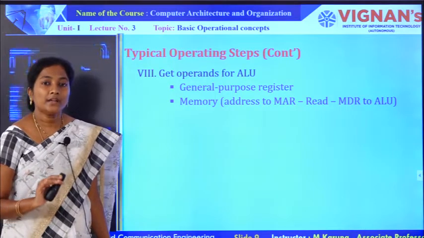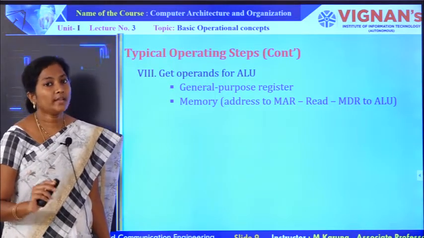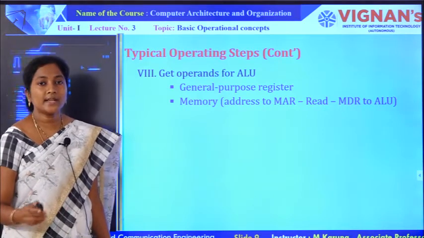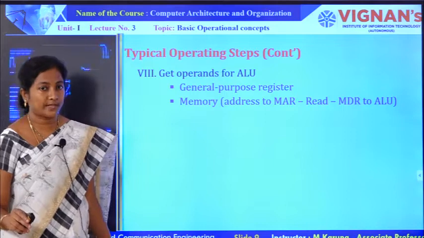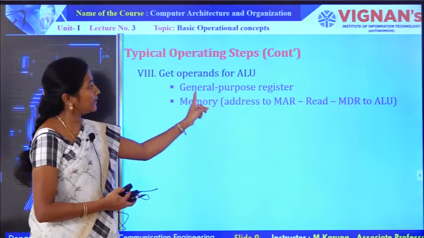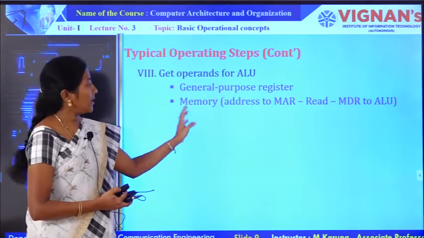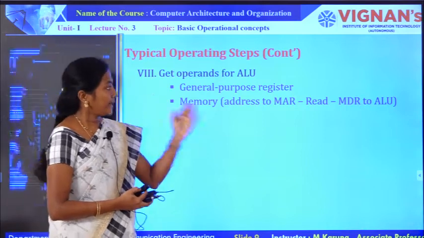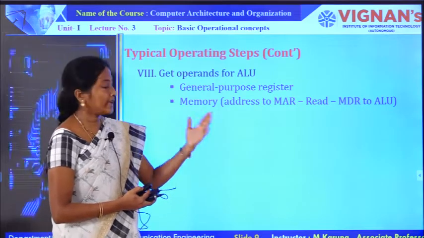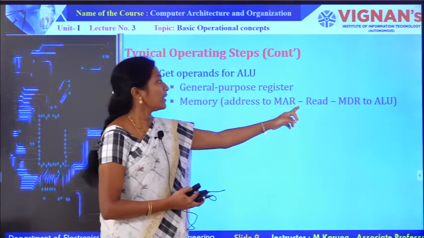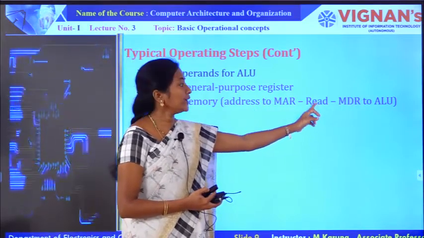Data may be in registers or in memory. Registers are nothing but general purpose registers R0 to Rn-1. So here operands are in general purpose registers or in memory. To access data, first the processor needs to send the address of the data to the MAR, and then the control unit sends read signal to the memory.